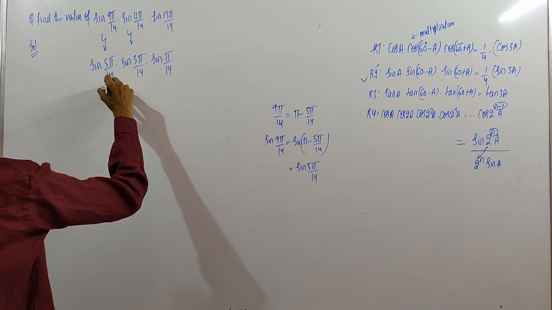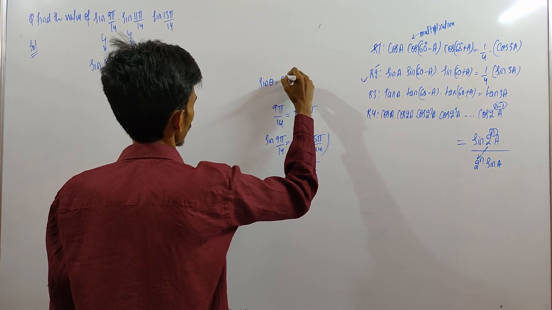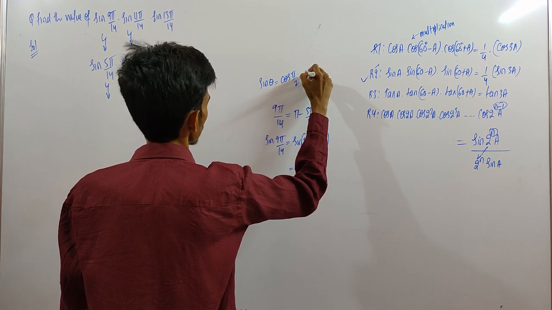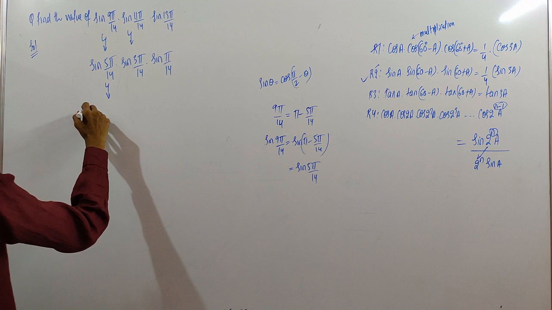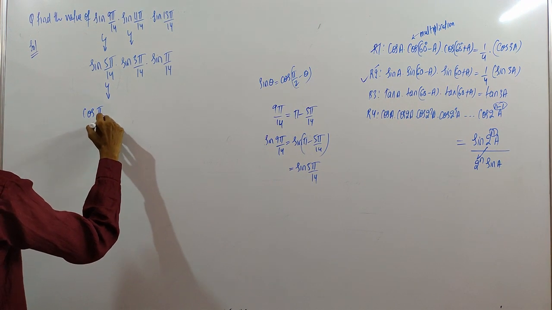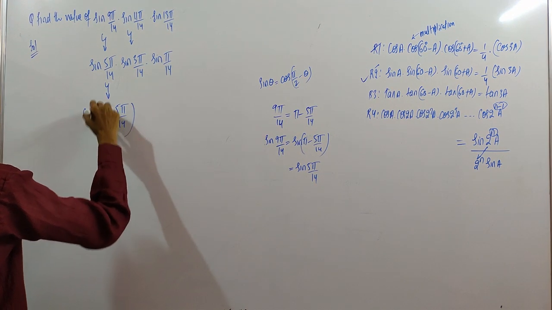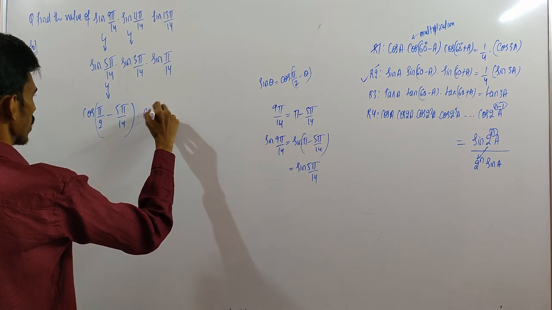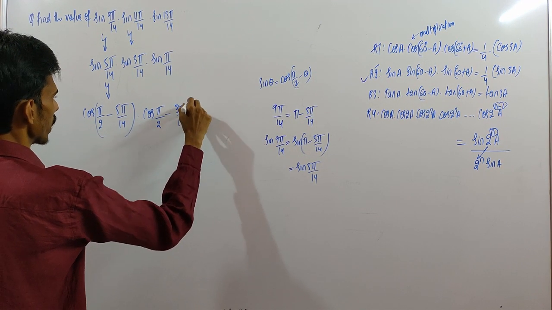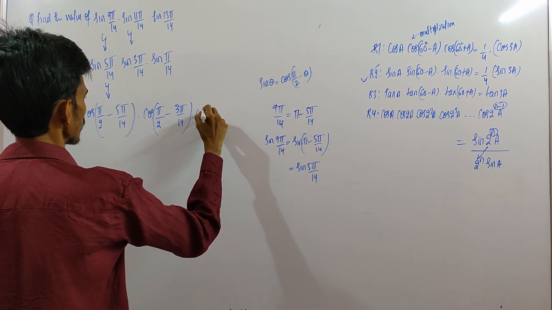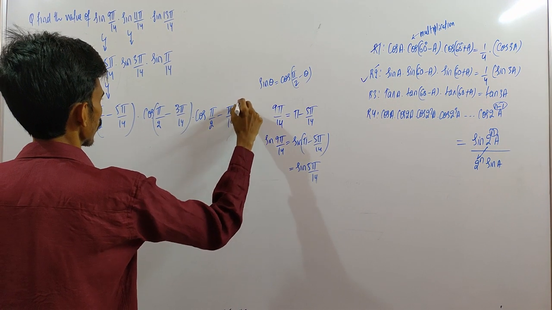Now convert this into cos. We have one formula: sin theta is cos of pi by 2 minus theta. So this will become cos of pi by 2 minus 5 pi by 14, into cos of pi by 2 minus 3 pi by 14, into cos of pi by 2 minus pi by 14.